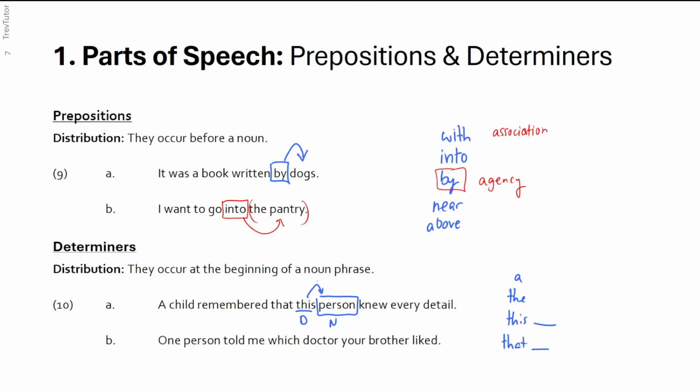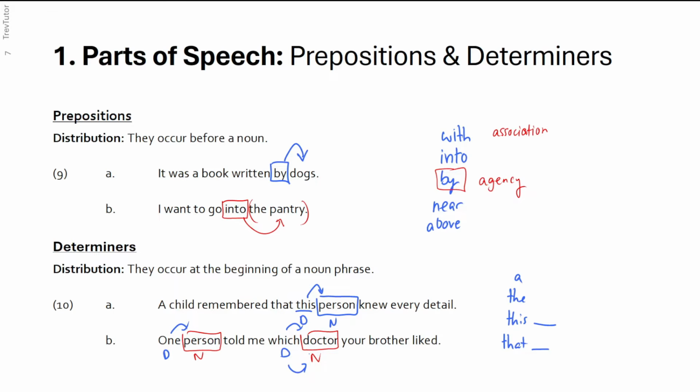context. Here's another example. "One person told me which doctor your brother liked." So in this case, we can identify nouns, "person" and "doctor," and then we have determiners that introduce them. So "one person," "which doctor." So we can include some of these on their own if they're going to be pronouns. A lot of determiners can double as pronouns, taking up the entire noun phrase. But in these cases, these are words that can be specified with more detail by providing a noun after.